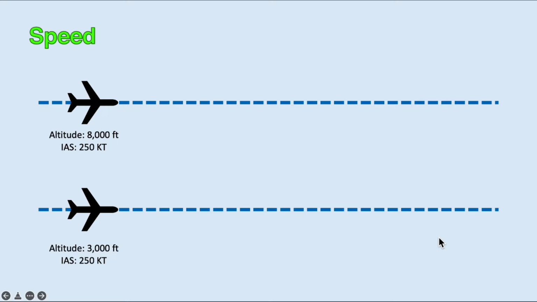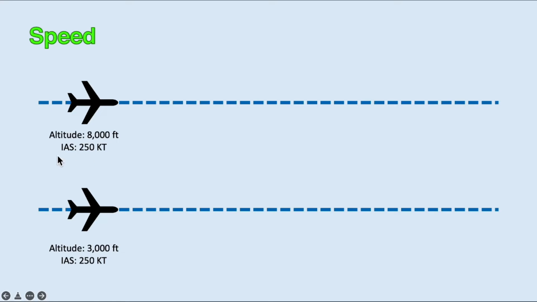Let's see another example here. You have two planes flying at the same indicated airspeed, but they are at different altitudes. More specifically, they are at 5,000 feet difference. So let's measure the actual speed that they are flying in relation to the ground.